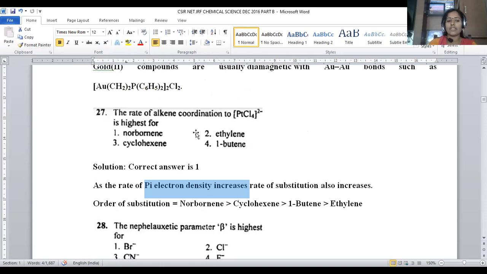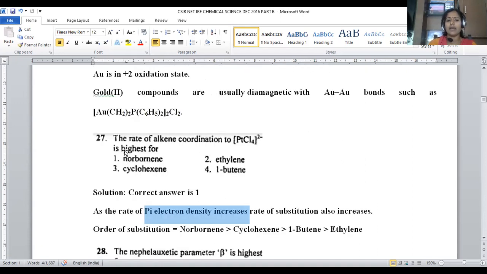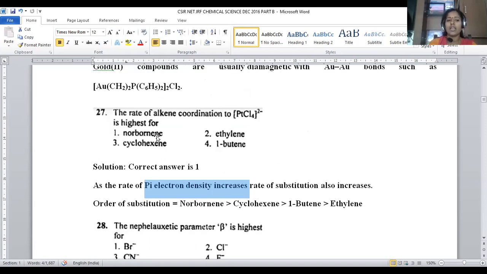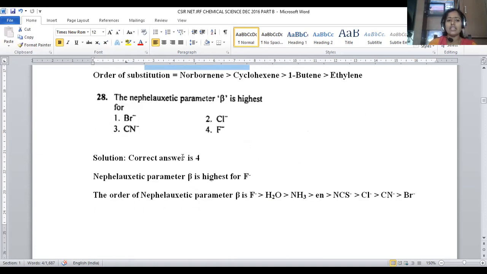Where pi electron density is maximum, norbornene has the highest pi electron density, subsequently cyclohexene, and the next is cyclobutene, 1-butene, and the least is for ethylene. In the same manner, the rate of the reaction follows. Norbornene will give the highest rate of reaction, followed by cyclohexene, and ethylene will be the least. For question number 27, option number 1 is the correct answer. Let us move on to question number 28.